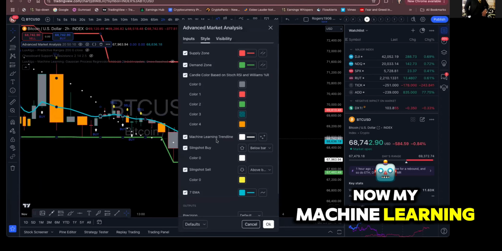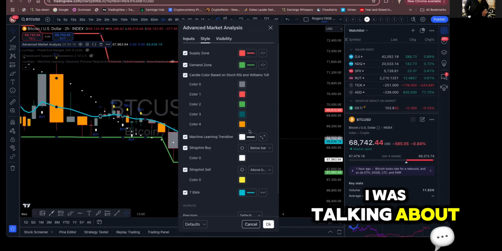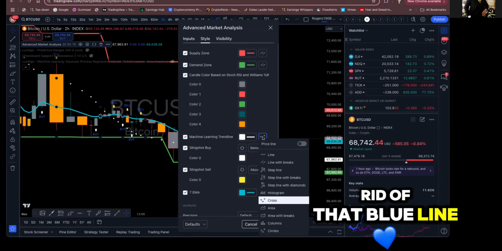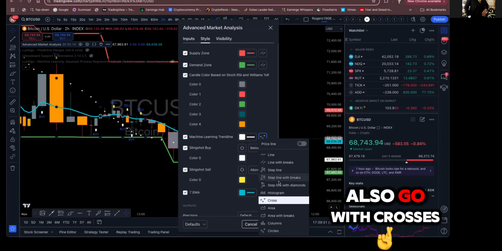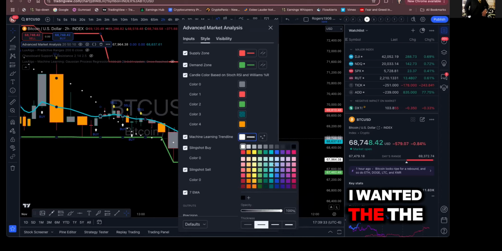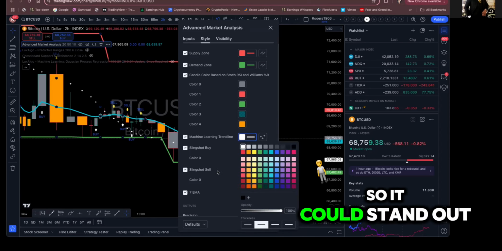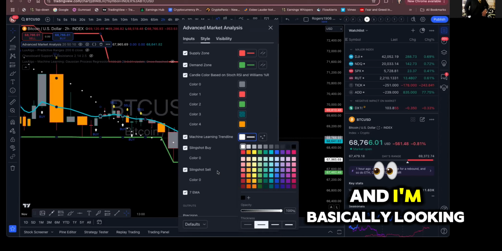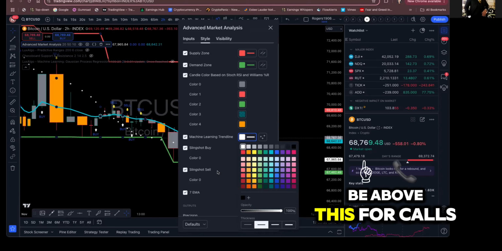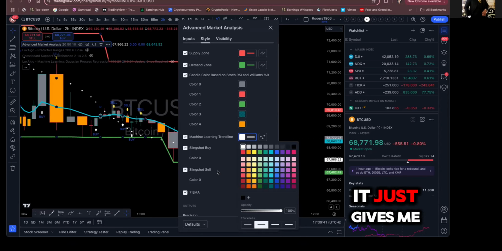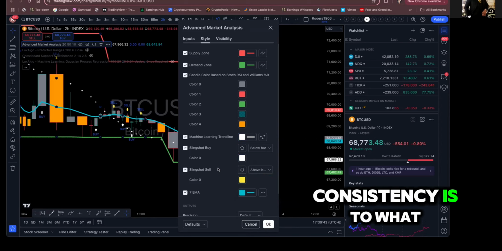Now, my machine learning, the predictive line that I was talking about, I decided to get rid of that blue line, make it white, and also go with crosses. I wanted the second thickness on it so it could stand out. I know what's what, and I'm basically looking for the candles to be above this for calls, below it for puts. It just gives me consistency as to what I need to do.